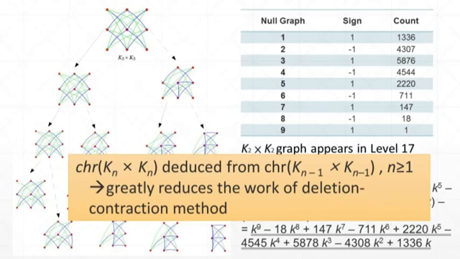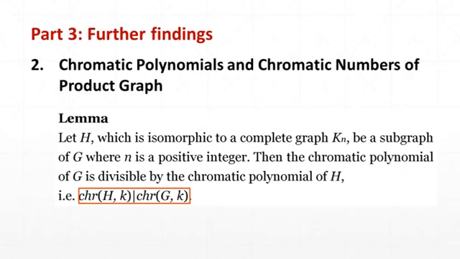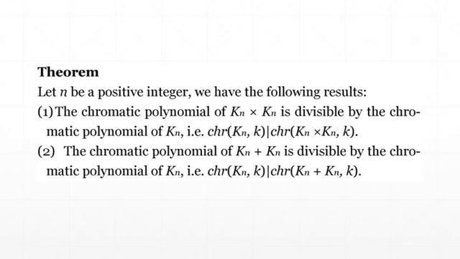Thus, it is believed that the chromatic polynomial of the direct product of Kn and Kn can be deduced from the chromatic polynomial of the direct product of Kn minus 1 and Kn minus 1 theoretically. This finding greatly reduces the work of the deletion contraction method. We also found some properties of product graph. This lemma suggests that when H is isomorphic to a complete graph and is a subgraph of G, the chromatic polynomial of H can divide the chromatic polynomial of G. Moreover, the chromatic polynomial of the direct product and direct sum of Kn and Kn is divisible by the chromatic polynomial of Kn.